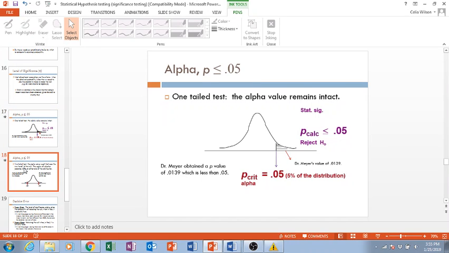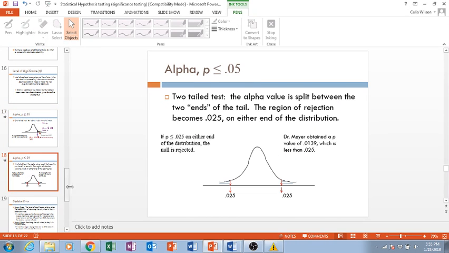Okay, let's look at it in a two-tailed test. In a two-tailed test, we'll take our 0.05 and we're going to split it. We'll put 0.025 over here and 0.025 over here. And so we're going to compare what he got to 0.025. But if you look, the 0.0139 is still further out in the tail than either of those.